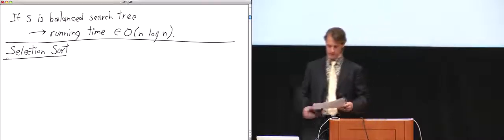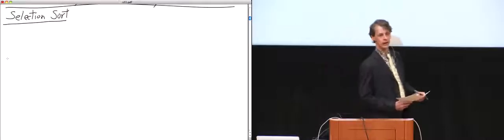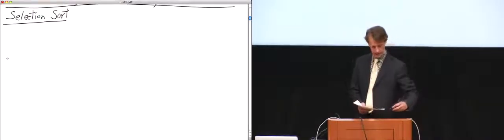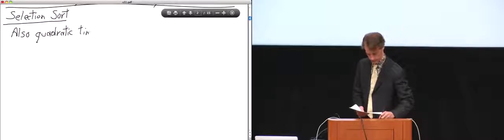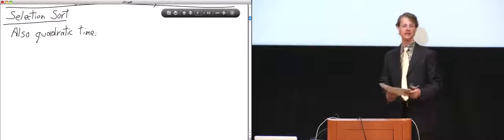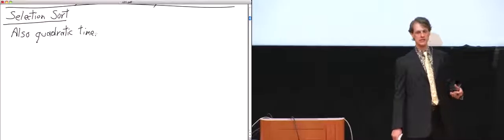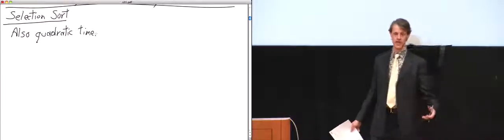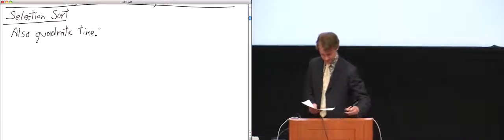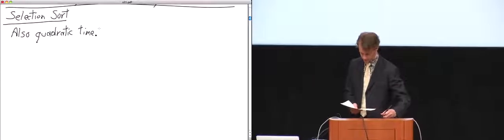Selection sort is equally simple as insertion sort, and it's an equally obvious idea. It also runs in quadratic time. Though there actually is a difference. Insertion sort runs in quadratic worst case time. Selection sort runs in quadratic time worst case, best case, it's always slow. Nevertheless, it's worth knowing for a variety of reasons.